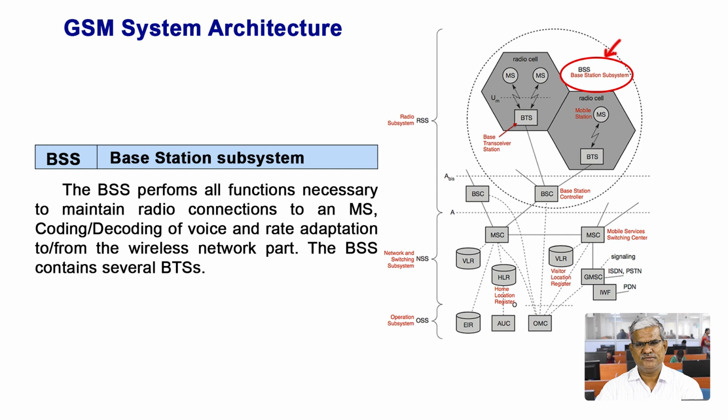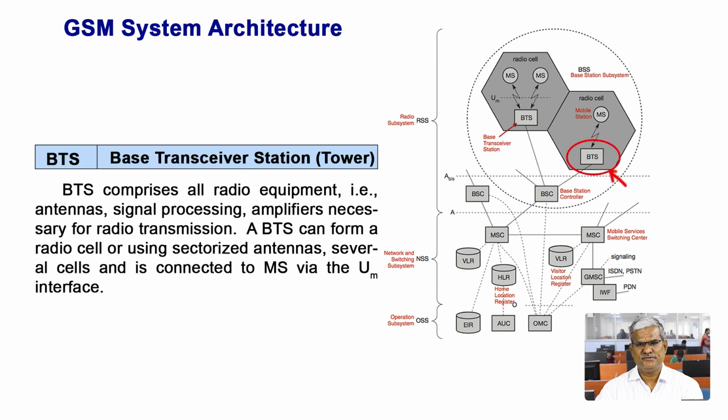Base station subsystem: the BSS performs all functions necessary to maintain radio connection to a mobile station, coding and decoding of voice, and rate adaptation to and from the wireless network part. The BSS contains several BTS. The next one is base transceiver station, that is BTS. A BTS comprises all radio equipment, that is antennas, signal processing, and amplifier necessary for radio transmission. A BTS can form a radio cell or, using sectorized antennas, several cells, and is connected to the mobile station via the Um interface.